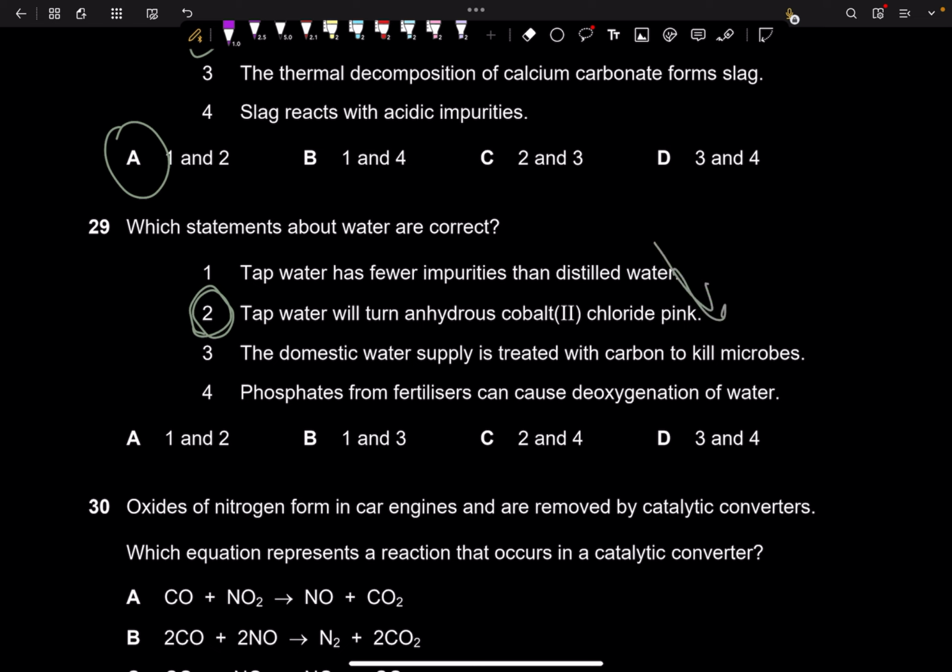Okay, the domestic water supply is treated with carbon to kill microbes. No, to remove tastes and odors. Phosphates from fertilizers can cause deoxygenation of water. That's correct, because phosphates basically cause algae bloom in the rivers. So they can cause deoxygenation, and that's a whole new process of eutrophication. That is not part of the syllabus, but you should know that it causes deoxygenation, but the process of eutrophication has been removed. So it's 2 and 4. That's going to be option C.